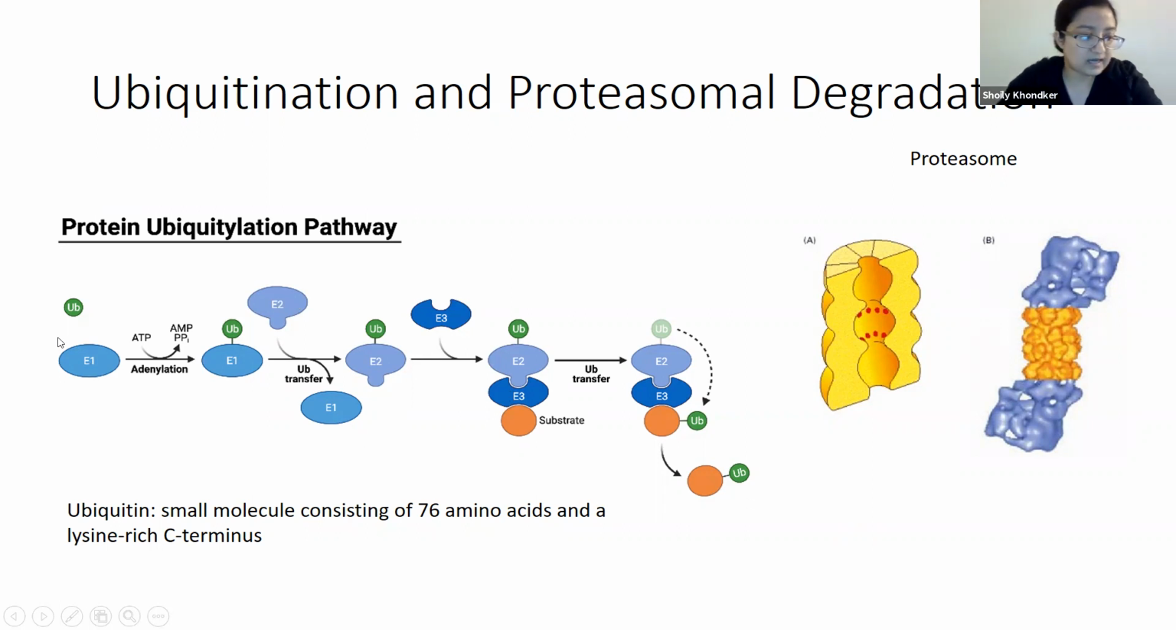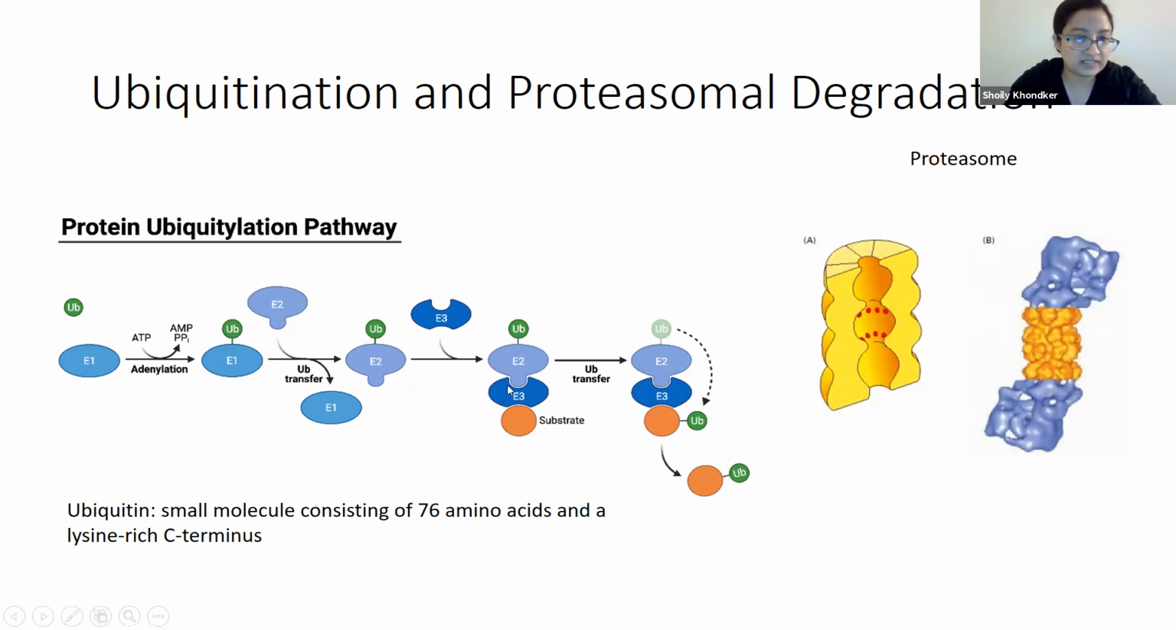So E1 is an ubiquitin activating enzyme. Ubiquitin is a small molecule that consists of 76 amino acids that has a lysine-rich C terminus. This ubiquitin binds to the E1 enzyme in an ATP-dependent manner. So this reaction uses energy in the form of ATP. The E1 enzyme then transfers the ubiquitin molecule to E2, which is the ubiquitin conjugating enzyme.